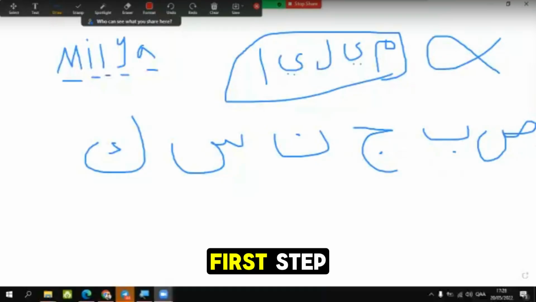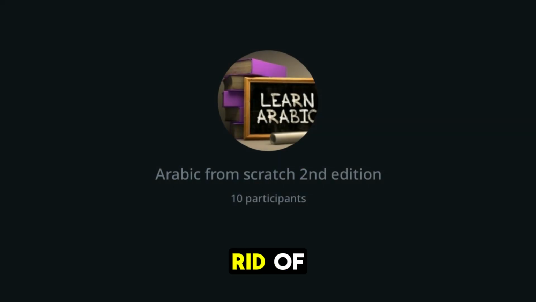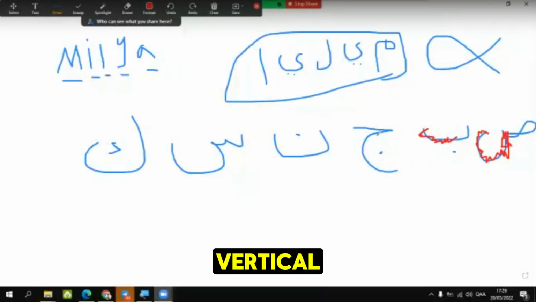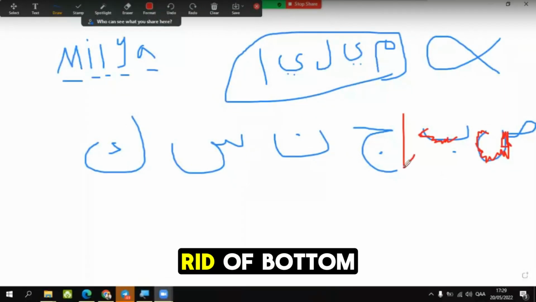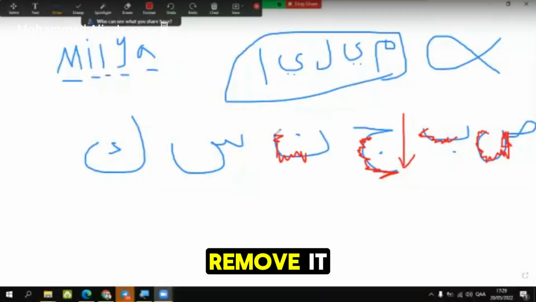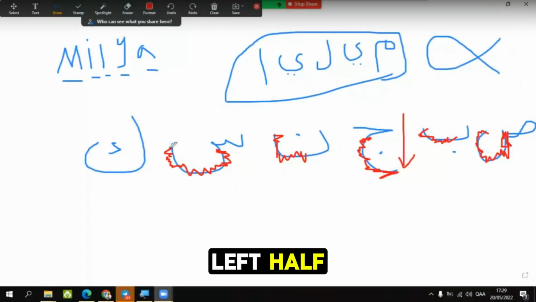First step, we need to get rid of halves of the letters. We need to cut the letters in halves, like that. The left half of the letter, we always remove it. If the letter is vertical like that, this means you get rid of the bottom half of the letter. So you always remove the left half of the letter. We do not need it.